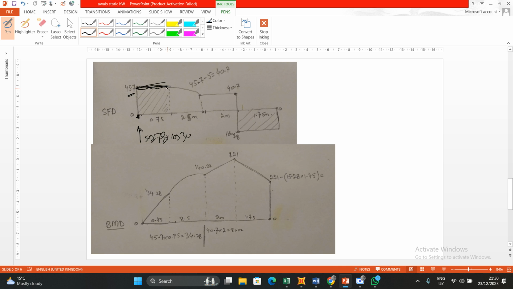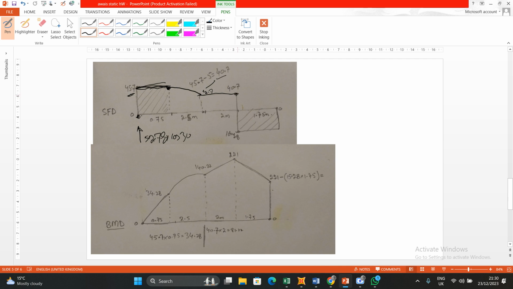Okay. Then what do we have? We have 5 kilonewtons total load in 2.5, so it will be going slowly down to -5. So from this 45 minus 5, this is 40.7. There is also no load, so it will be going straight.